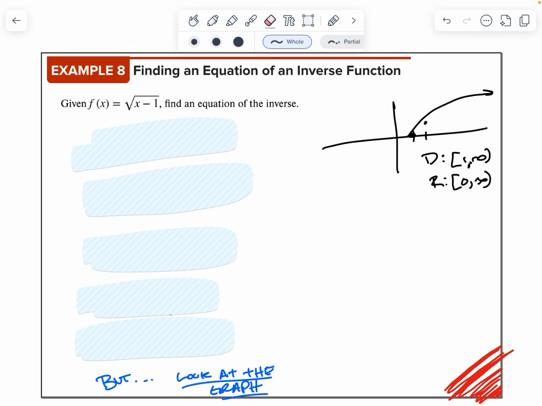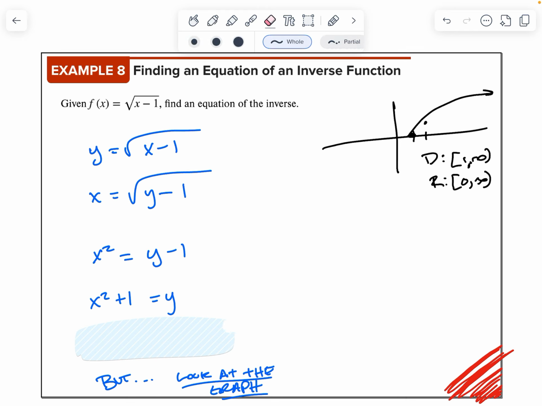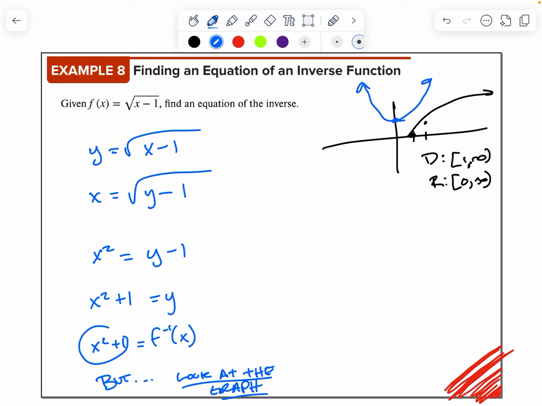Go ahead and try and solve for the inverse. Swap out f of x with y, flip your variables, square both sides, add the 1, you have y by itself, that's your f inverse. The problem is, if we were to graph this though, this blue function, x squared plus 1, is a quadratic shifted up 1, so it would look like that, right? That's not the inverse because it's not 1 to 1, and so we need to find a way to restrict that.